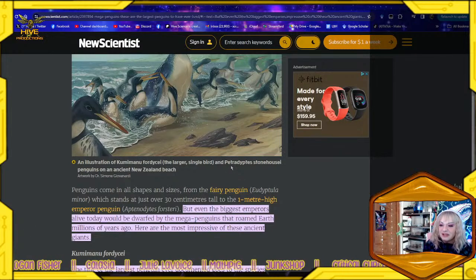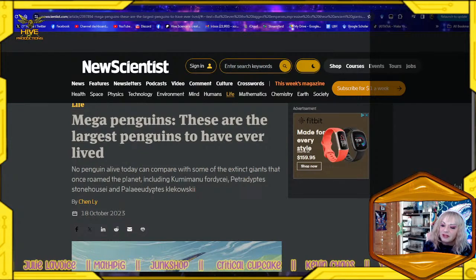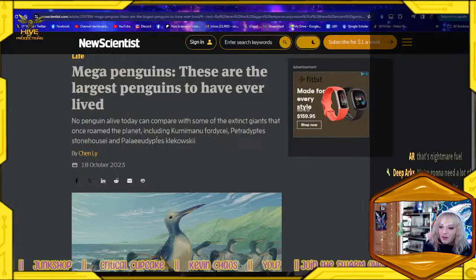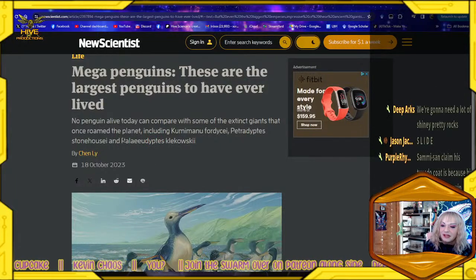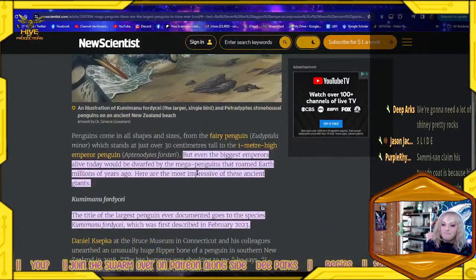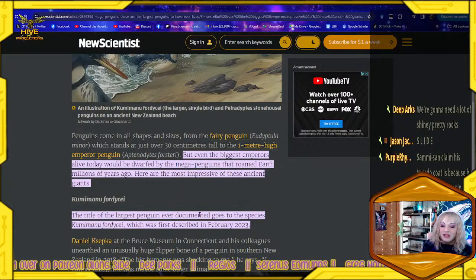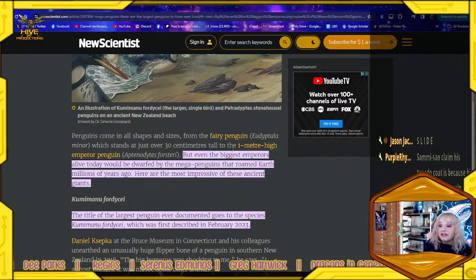Aptenodytes. Was that one up here like that too? Yeah. No? That's not Dytes, is it? It almost looks like that should be Dytes, and is that a typo with the P in there? So Paleodytes klekowskii. You know I always try with these names. That's part of the fun of doing this show.